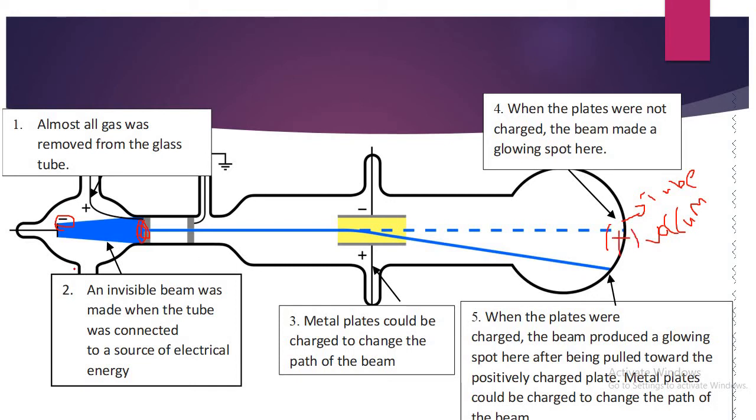He showed that this cathode ray passes in a straight line from the negative cathode to the positive anode. So the beam moves from the negative pole to the positive pole by applying electricity. Then he added a magnet, which has a negative pole and a positive pole.